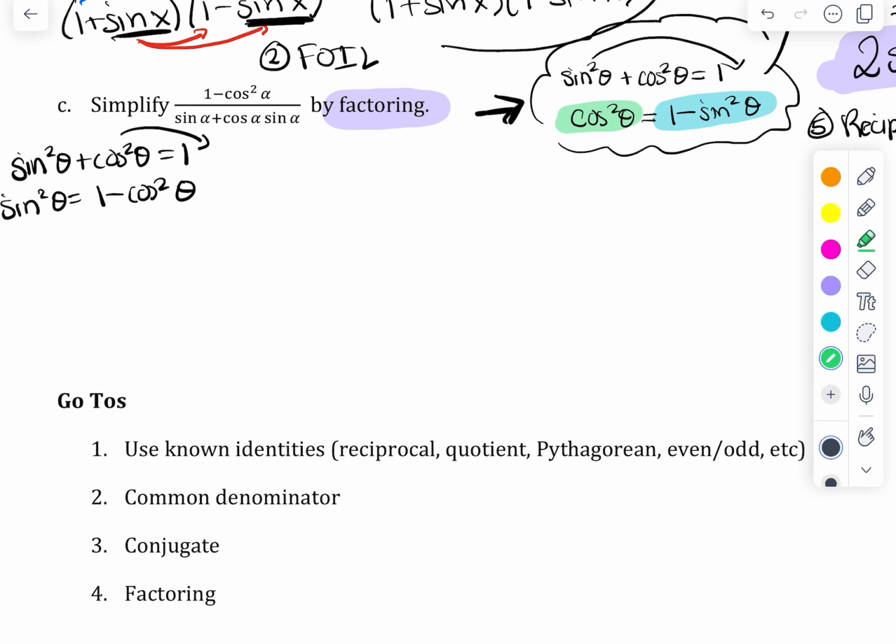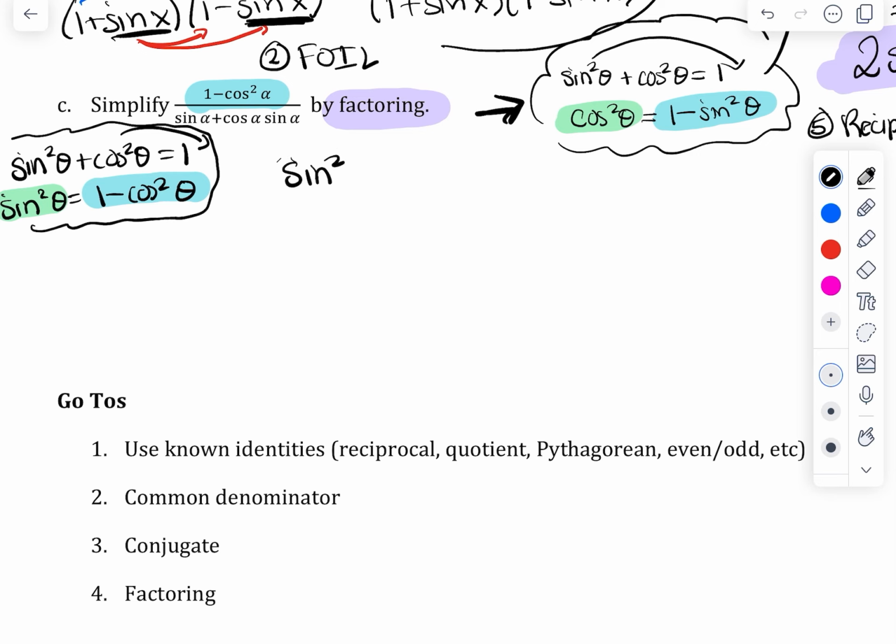So this little guy right here is this little guy right here. So I can change that to be sine squared theta. So that's the first step I'm going to do. What I'm going to do first, this was on the side, put it on a bubble just not to get confused. I'm going to change 1 minus cosine squared A to sine squared A over.